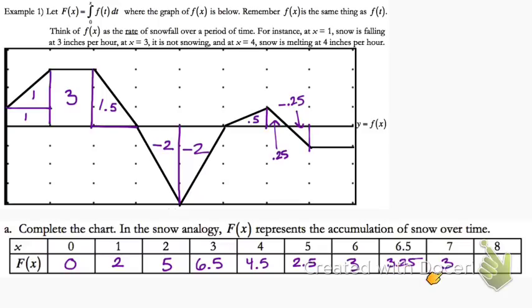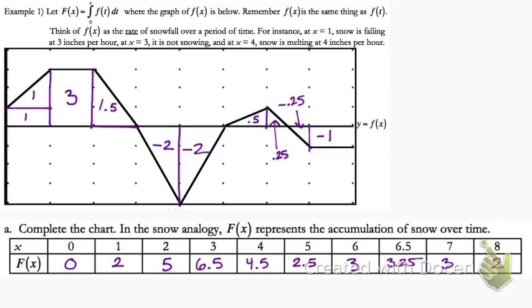So 3.25, then 3. And finally at 8, I have one more little rectangle down here at the bottom, and it has a base of 1 and a height of 1. Therefore, the area of that rectangle is negative 1. So 3 minus 1 puts me back down to 2 again. Hopefully you guys can see that. I know that it's kind of written over the top. So 3, 3.25, 3, and then 2.